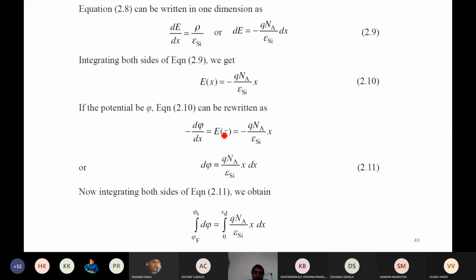Further, the potential phi. We know that the electric field is related to potential. Negative gradient of potential is the electric field. So Ex can be replaced by minus d phi by dx, which can be equated with this equation. Further, d phi can be taken to one side, dx to this side. Then we can integrate this one, and the integration limits for phi are from phi Fermi potential to phi semiconductor, and x reaches from 0 to xd. Xd is the thickness of the whole depletion region. So we integrate phi from phi f to phi s, and dx from 0 to xd.